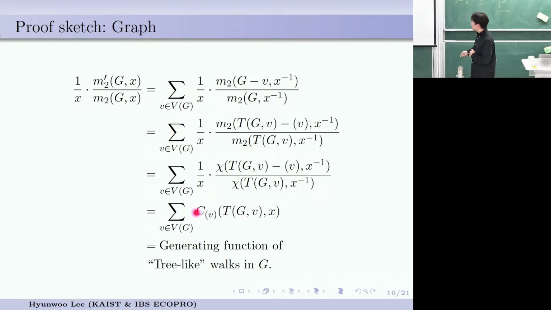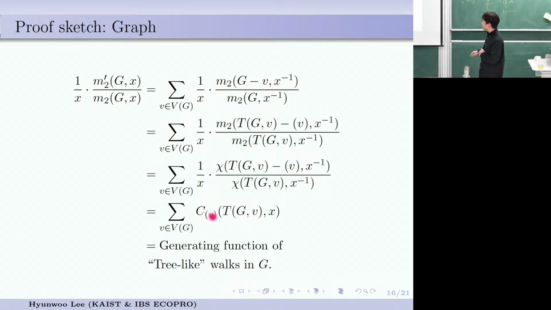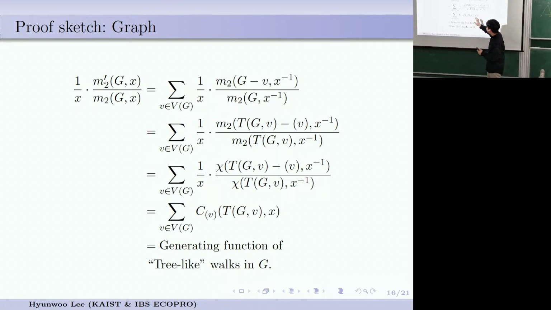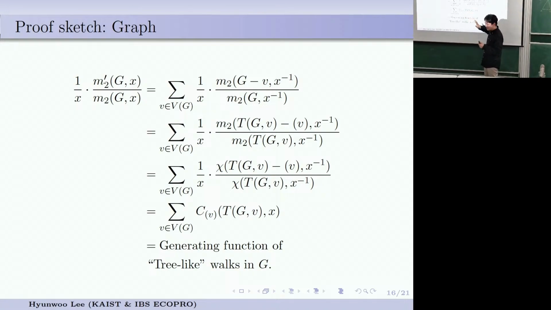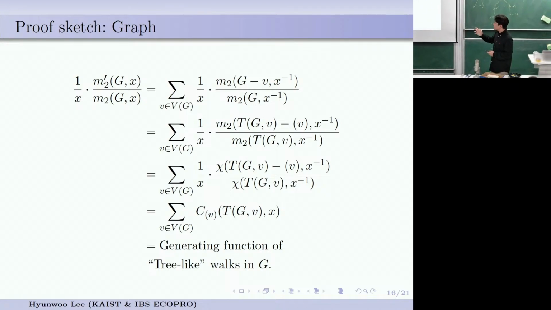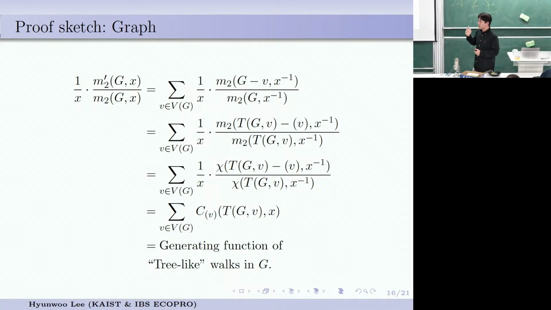And in some sense, this C_V T_G(V, X) means the sum of the closed walks starting at V inside some tree, and these trees are exactly in one-to-one correspondence with the original tree in the graph G. So actually, this summation counts the tree-like walks in G. Tree-like means that if we consider the shadow of the trajectory of the walk, then it is a tree.